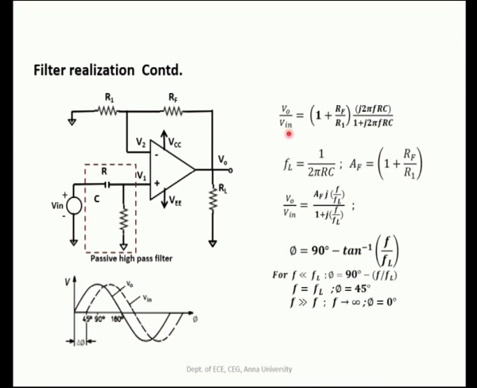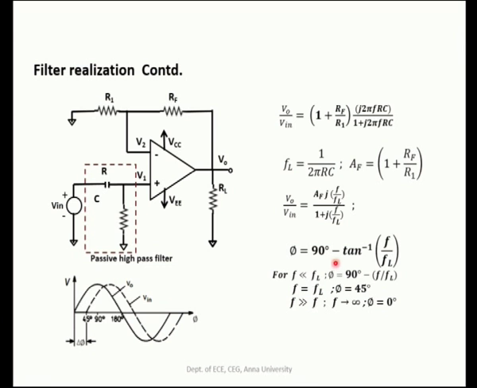The transfer function V naught of S by V in of S is given by this, where S is J 2 pi f. So, it is (1 plus R_f by R_1) times J 2 pi f R C, divided by 1 plus J 2 pi f R C. This is expressed as V naught by V in, which we have seen in the previous slide. F_L is 1 by 2 pi R C, and A_F is given by this.